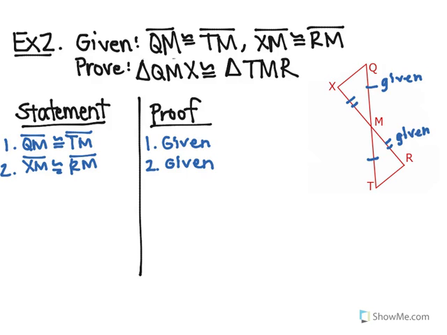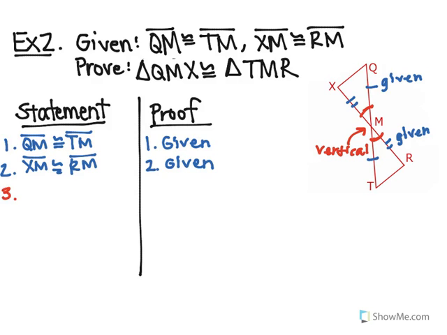I don't know anything about these sides here, so I know it's not going to be side, side, side. So I've got to look for a different option. Because angle M is shared between both of these triangles, I know that they are congruent because they are vertical angles. So I'm going to write that in. And again, make a note, they're vertical.